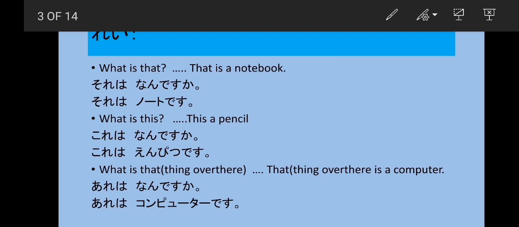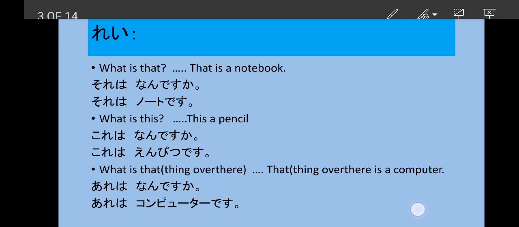Sinasabi mo na computer yung bagay na yun. It's a computer. The computer is far from both the speaker and the listener. You say, are wa konpyūtā desu. Pero pwede rin yung personal computer, pasokon. So, pwede mo ring sabihin, are wa pasokon desu.